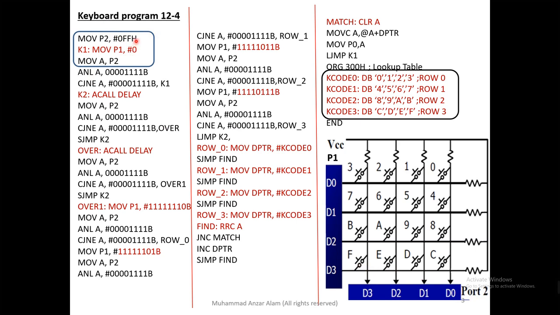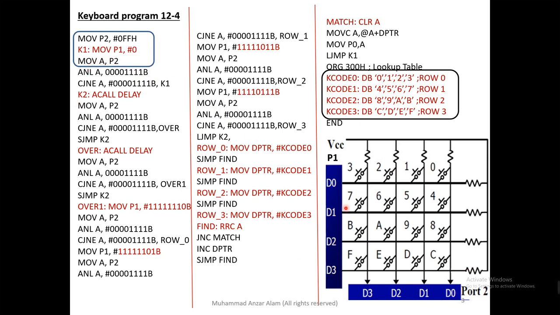And then after making this port an input port, we are placing a zero value to port 1. Where is port 1? Port 1 is this one. So we are making all the bits 0, 0, 0, 0 by moving the zero value to port 1. Okay. So this is the task. And then P2 is read to the accumulator. So the value that we read from P2 will be moved to the accumulator.